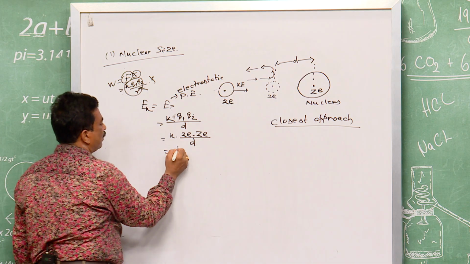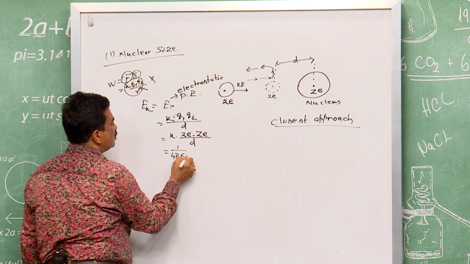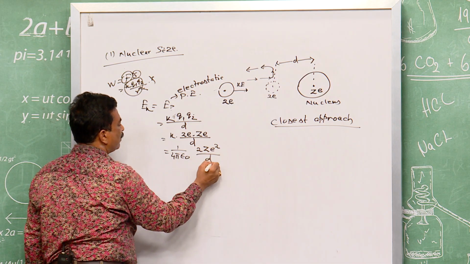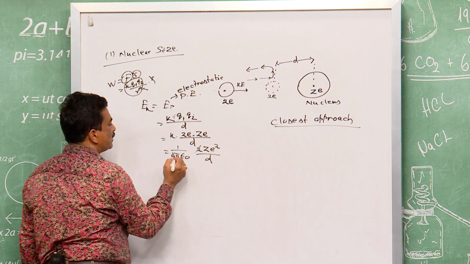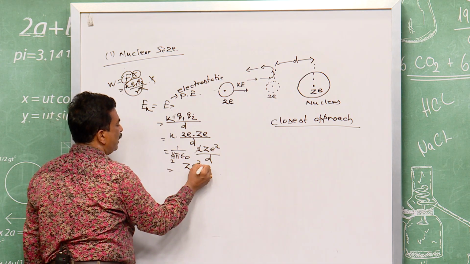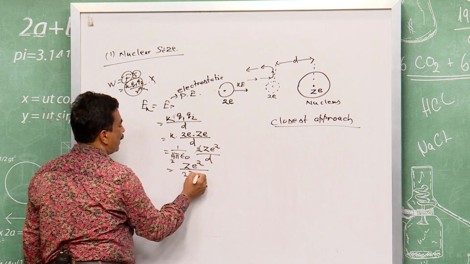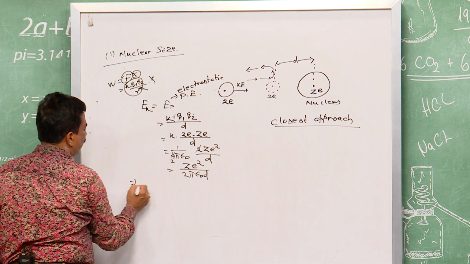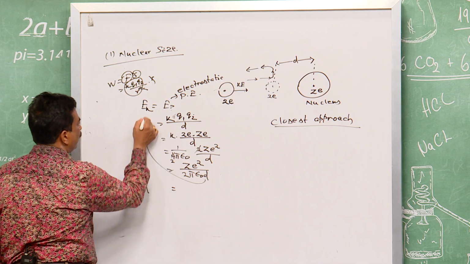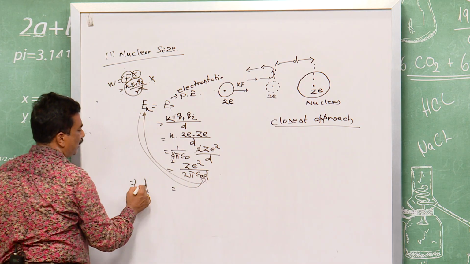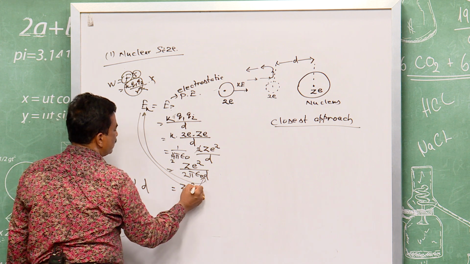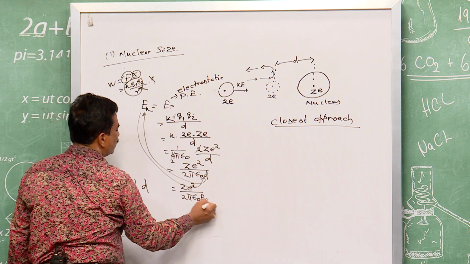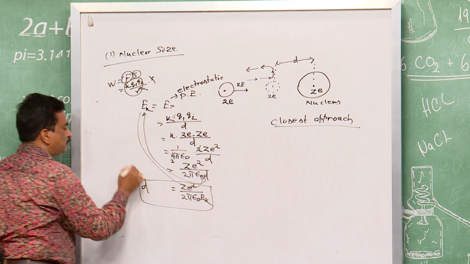So this is equal to 1 by 4 pi epsilon 0 times 2 Z e square by d. And this 2 with the 4 is cancelled. This is equal to Z e square by 2 pi epsilon 0 d. And if you rearrange that, d goes there and Ek comes here. d is equal to Z e square by 2 pi epsilon 0 Ek.